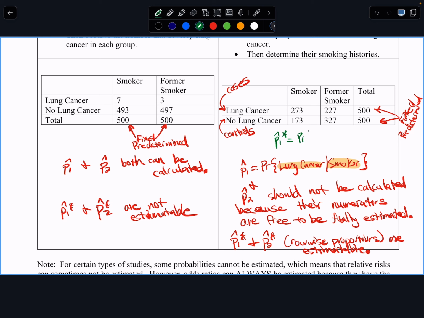That's going to be the probability that you're a smoker given that you have lung cancer, right? And if I wanted to calculate that, I'm going to focus on the row that has the individuals who died of lung cancer, just that row, and calculate. There's 273 individuals who are smokers and have lung cancer out of the 500 individuals who have lung cancer. And then P2 hat will be the probability that you're a smoker given that you did not die of lung cancer. So I'll look at that second row. I'll do the 173 over the 500. Okay? All right.